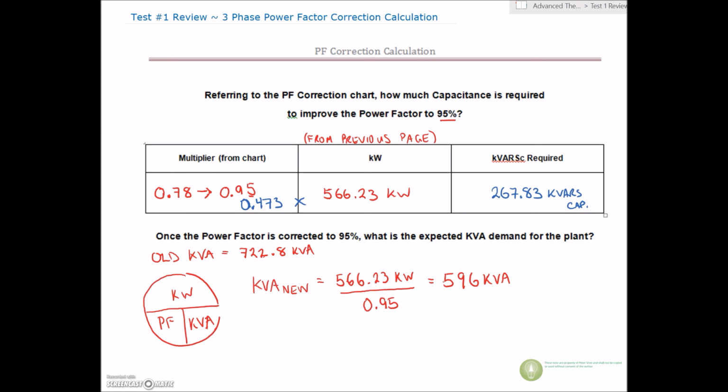It's primarily just the relationships of the Y and the delta, and then we're going to have a neutral current calculation, a three-phase RLC circuit calculation, and now a three-phase power factor correction calculation. Everything will be provided for you in these charts, identical to the review that we've just done.